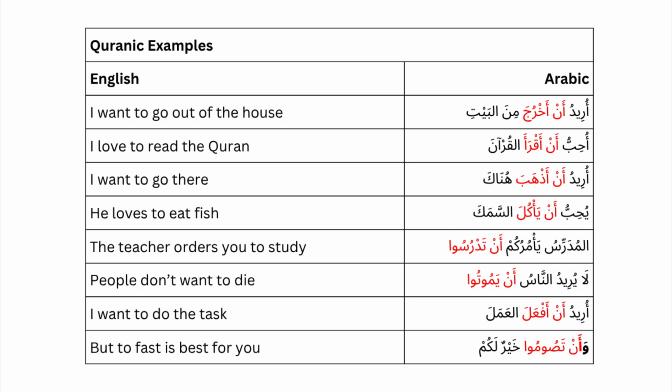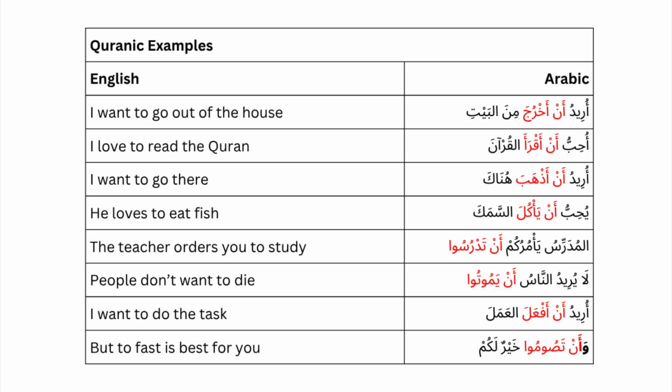Let us begin with the first row. I want to go out of the house. Uridu an akhruja min al-bayt. Here the highlighted phrase is an akhruja. This is Masdar Mu'awwal. It gives the meaning of to go out, and the whole phrase functions like a noun. In the sentence, it is what is wanted, so it functions like the object of uridu.